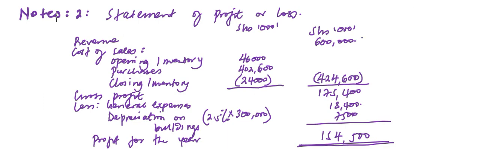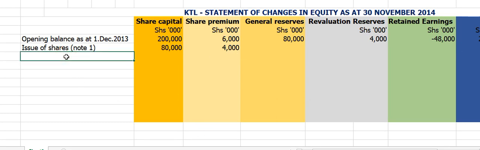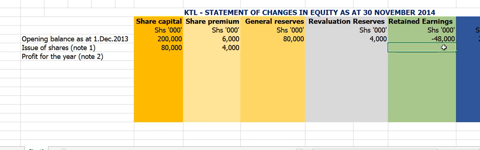Now, this profit for the year will increase your retained earnings. So we can take it to the statement of changes in equity in the column of retained earnings. So I'll say profit for the year. Please, you look at note 2. You get it from note 2. And that is, we have seen we have 154,500. Retained earnings, that's where you take that.